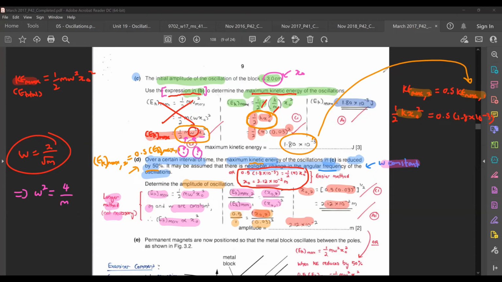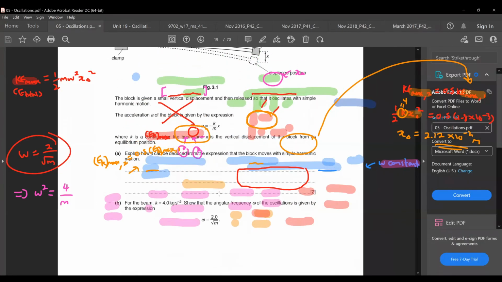Okay, so from here, if I just bother to sub in the value of K as equals to 4, my x naught would just be 2.12 times 10 power minus 2 meter. I'll be getting the same answer as before. Okay, so this one is actually kind of easier to understand and is very straightforward. All right, so this one is for this question.